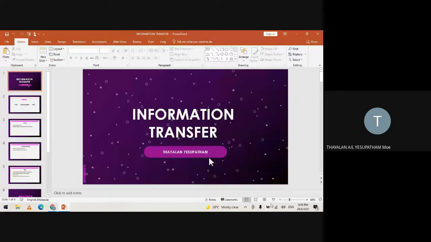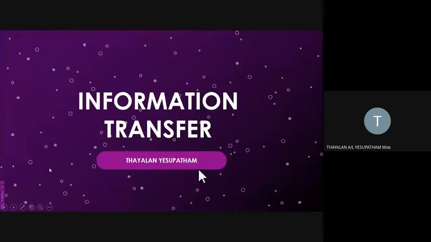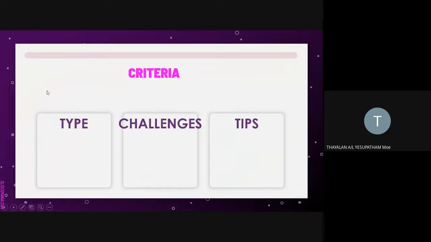Today we'll be focusing on information transfer. Information transfer is the fifth part of paper 1, which means this is the last part. Now we'll go through the same three criteria. The first one would be the type, the second one would be the challenges, and the third one would be the tips.